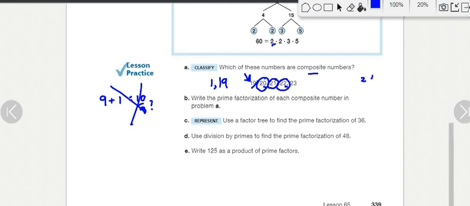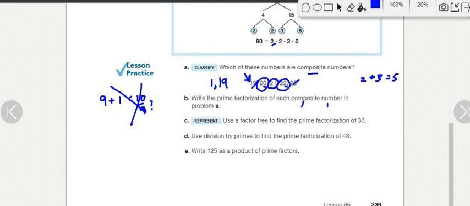23, again, add up the digits, test the divisibility. 5 is not divisible by 3 or 6 or 9. Therefore, 23 is not divisible by those. And 23 is not divisible by anything else either. Write the prime factorization for each composite number.